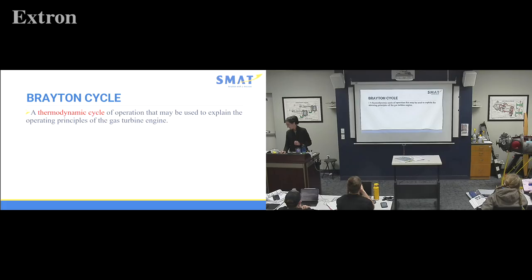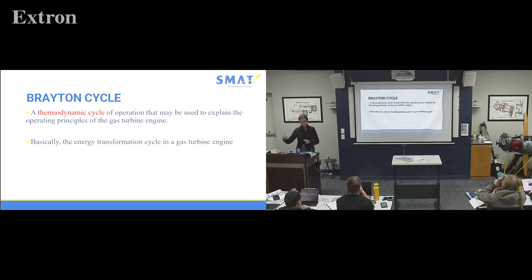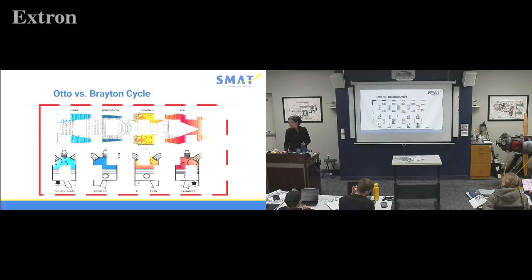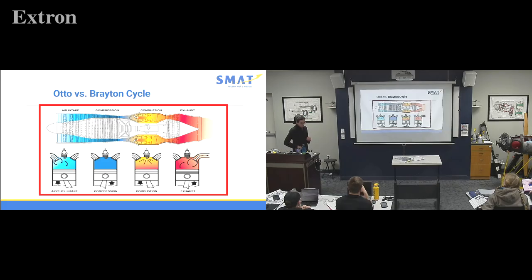So how does it work? Basically, the energy transformation cycle in a gas turbine engine, which we already mentioned, taking that chemical energy in the fuel, going into kinetic, extracting it in the turbine. Here's the fun part. The Otto cycle versus the Brayton cycle. Am I prejudiced? Yes, I am.